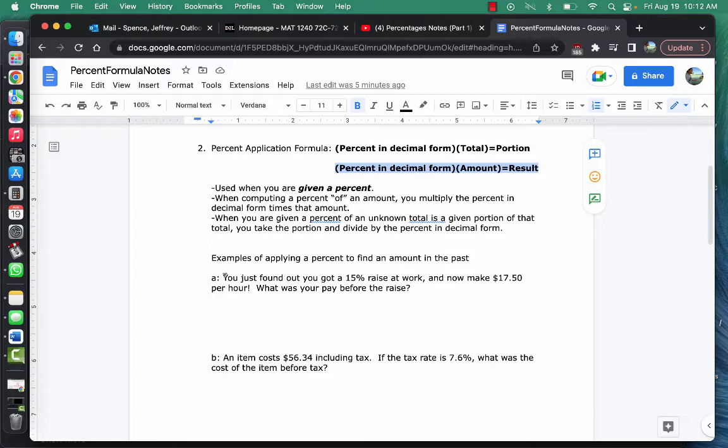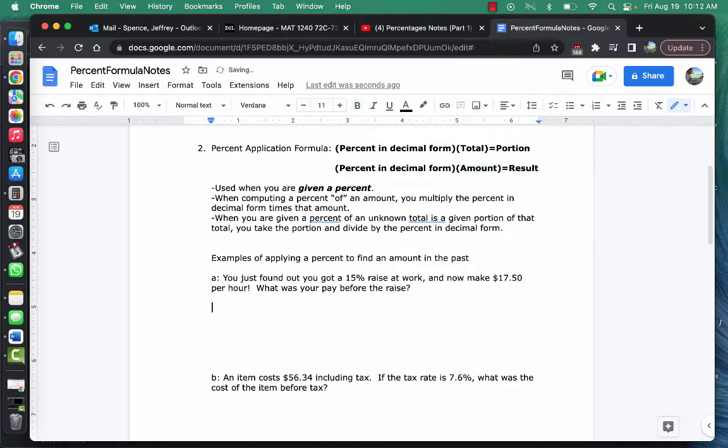Okay, so let's take a look at this first example. You were told that you got a 15% raise at work, and now you make 17.50 per hour. So what's happening here is you're getting a percent raise, and now we know the result of that percent raise. So the 17.50 is going to go over here. We want to figure out the amount that we made before the raise.